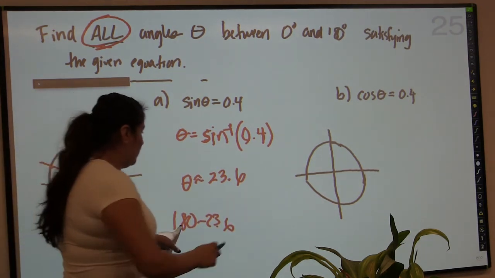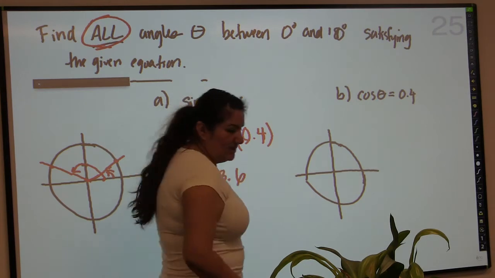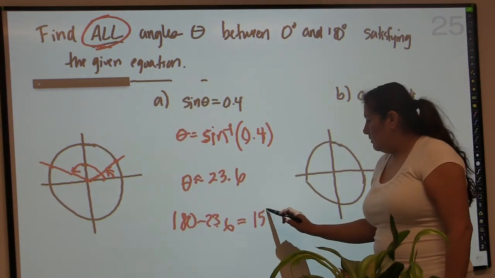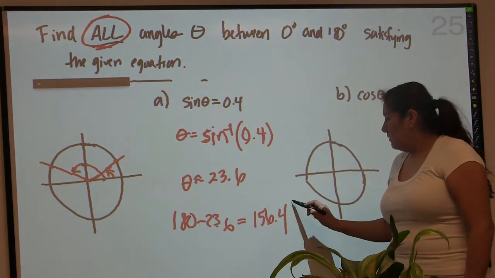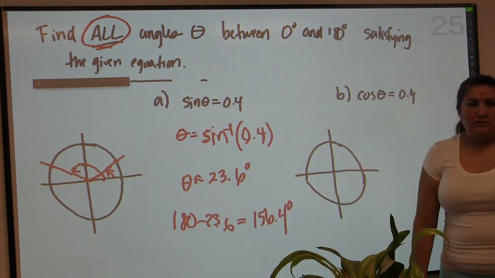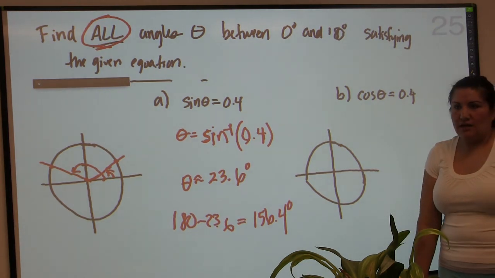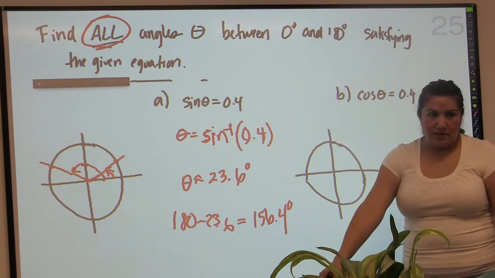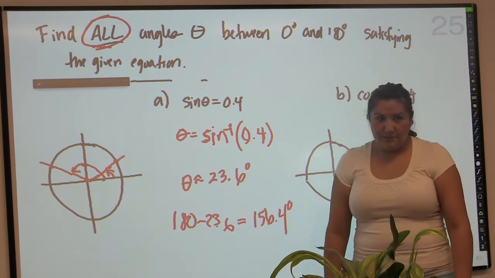So what's this one going to equal? What's 180 minus 23.6? 156.4. Are we okay with that? Yes? So do you understand how you have to find two solutions in this case?